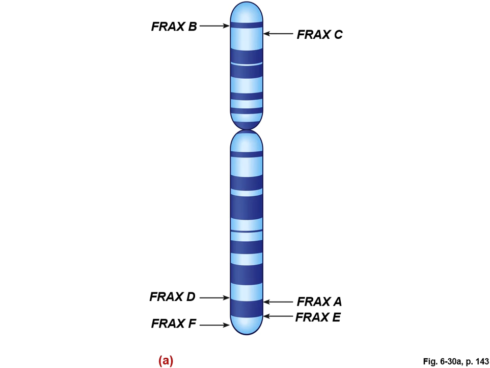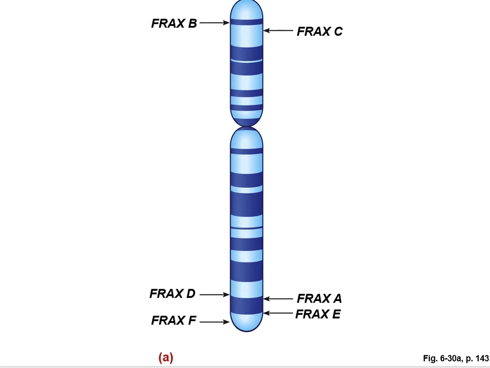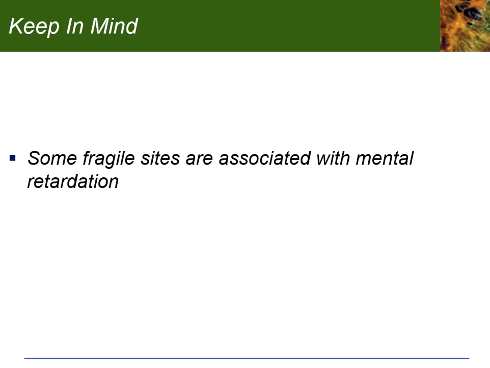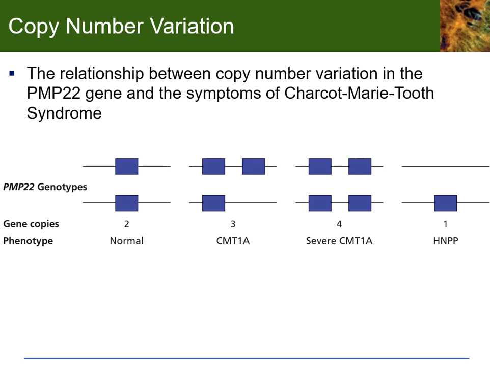The fragile sites on the human X chromosome, sites B, C, and D, are common sites and are found on almost all copies of the X chromosome. However, A, E, and F are rare sites. Expression of A is associated with Fragile X syndrome. Here is a photograph of an X chromosome showing a fragile site where the arrow is pointing. Keep in mind some fragile sites are associated with mental retardation.